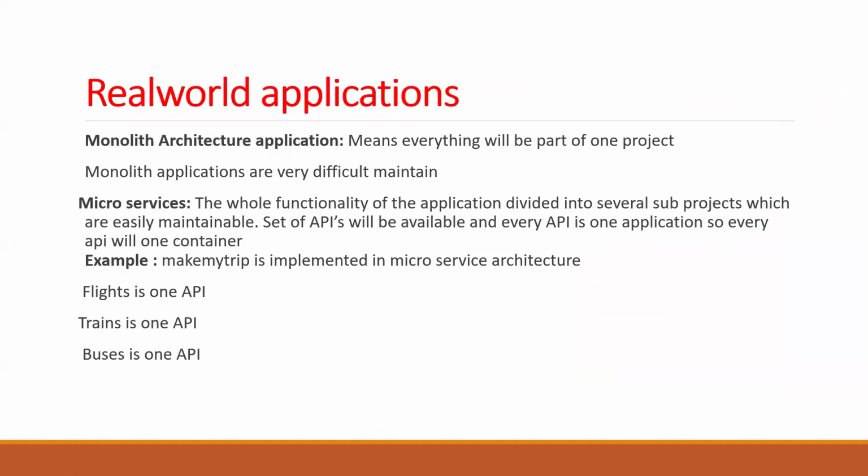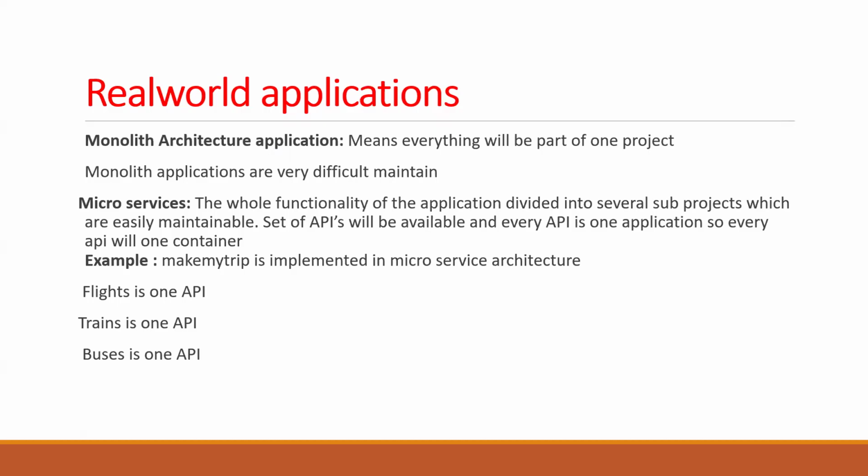So what are the real world applications? The real world applications are monolithic architecture applications and microservices architecture applications. A monolithic application architecture means everything is part of one project. Monolithic applications are very difficult to maintain.